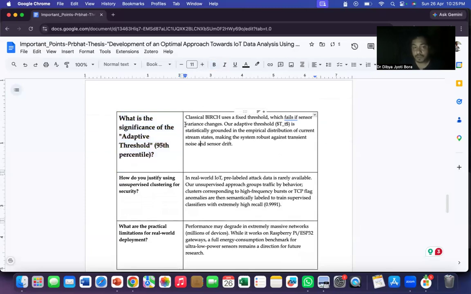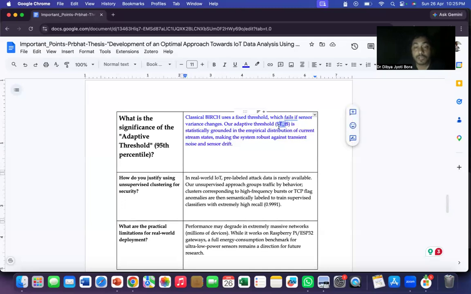That is the 95th percentile. You know, classical BIRCH uses a fixed threshold, which fails if sensor variance changes, because here we are using IoT data. Okay, that has no limitation. That is not under any boundary. That data can change anytime, right? So classical BIRCH fails when the sensor variance changes. Our adaptive threshold, right? That is what we are taking here.